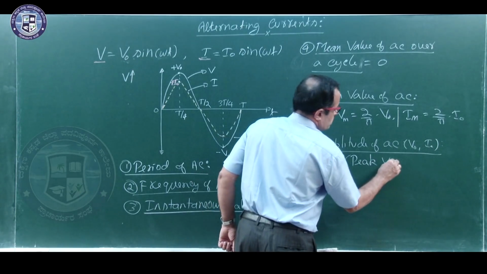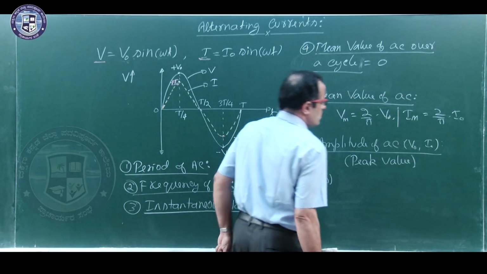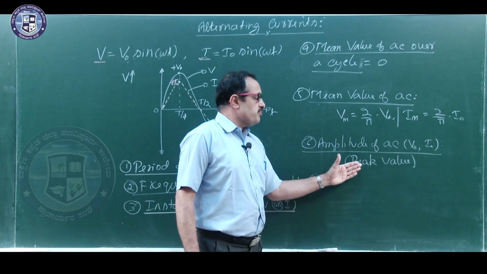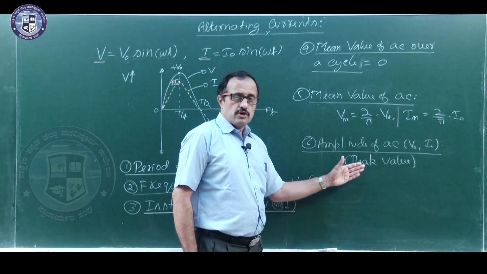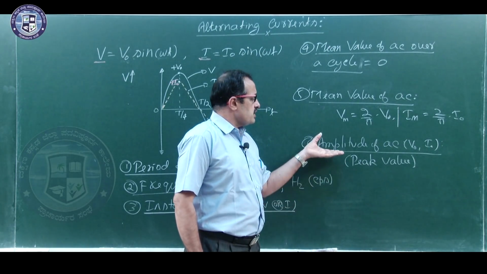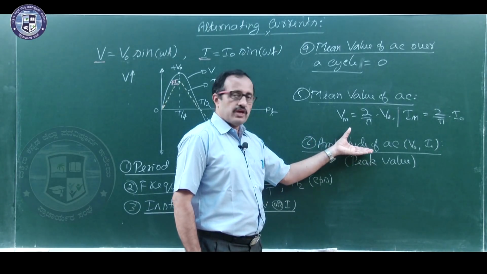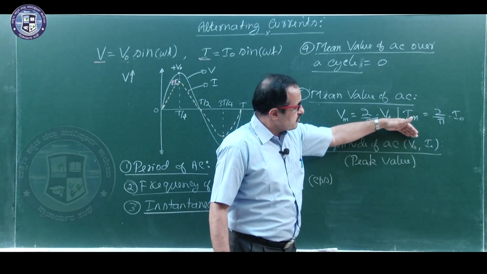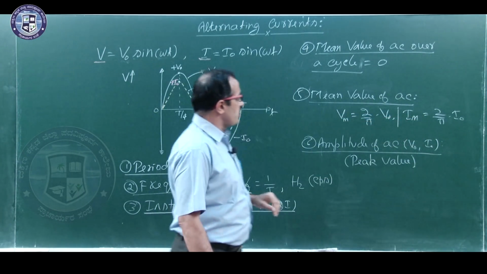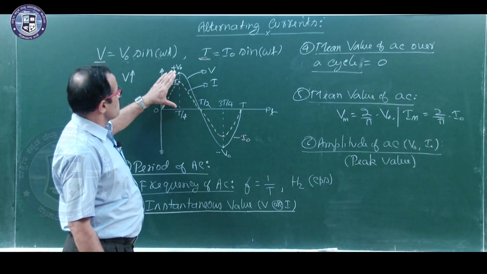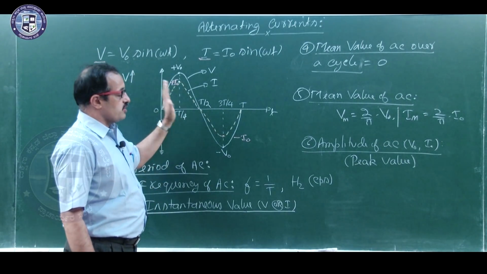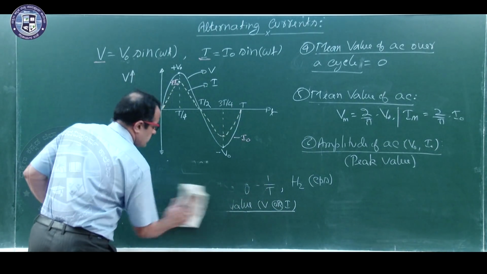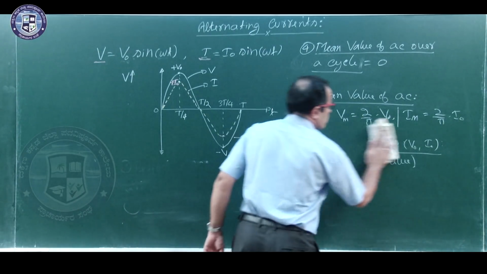In most cases from now onwards we use the word peak value of AC, but in entrance exams especially they use the word amplitude of AC. Do not get confused, they are one and the same. Voltage is represented by the symbol V naught, current is represented as I naught. It is the maximum value of voltage or current in either half cycle, positive or negative. Next one is RMS value of AC.